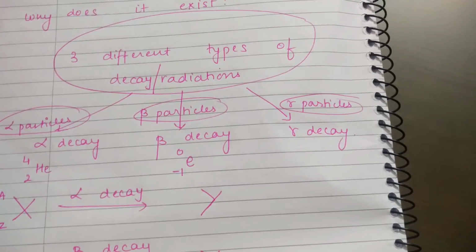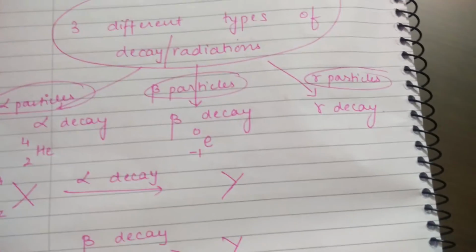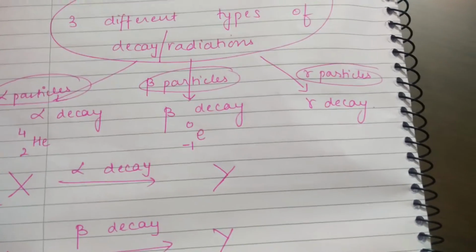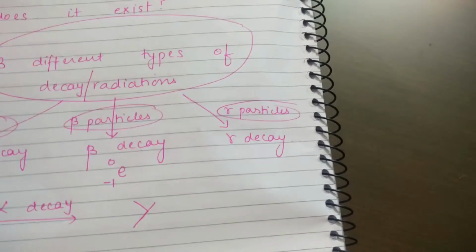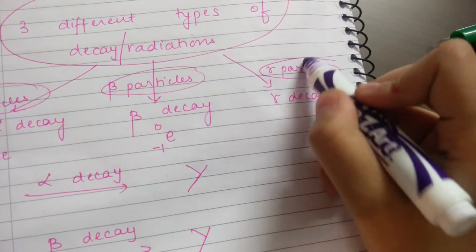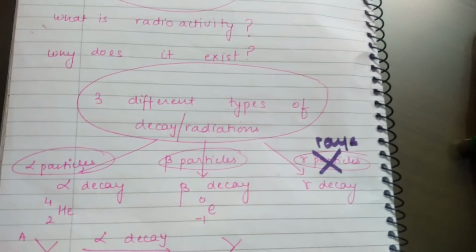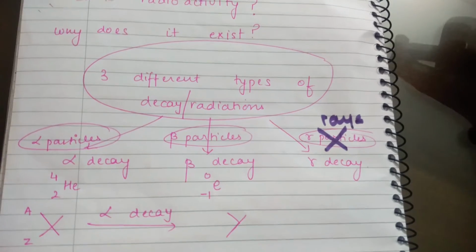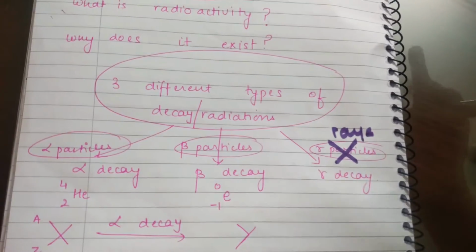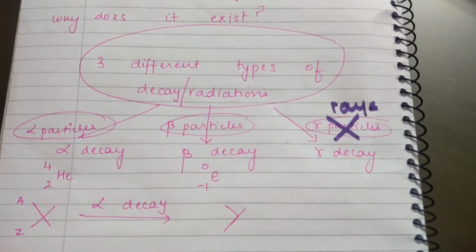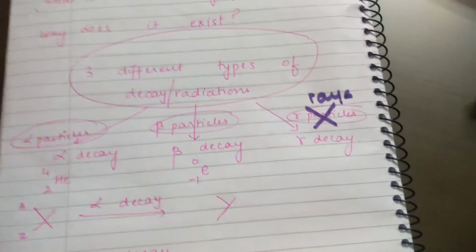A beta particle is nothing but a stream of fast moving electrons, and therefore it has the same mass as an electron. And gamma particles, actually, the catch here is that we would think that it's gamma particles, but it's not. It's gamma rays. Gamma rays are electromagnetic radiations that move with the speed of light. So it's actually rays that are getting emitted, electromagnetic radiation, not really particles. And the decay is called gamma decay.